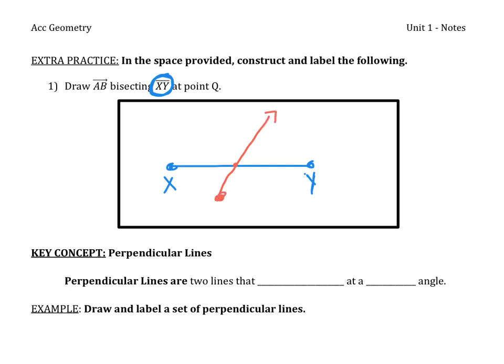Now, if you look at the name of the ray, remember the first letter is always the endpoint, and the second letter is always some point on the ray. So we're going to name this A, and then somewhere down the line on the ray is going to be B. And it says it's bisecting it at point Q. So this midpoint, the point of bisection, is point Q. And there's our figure.